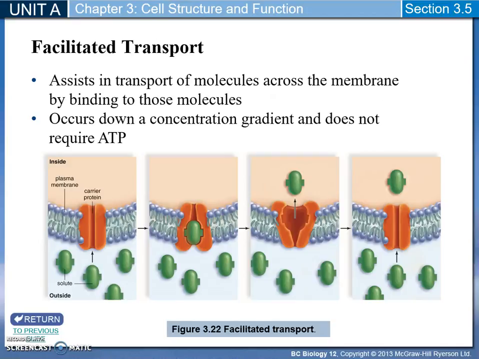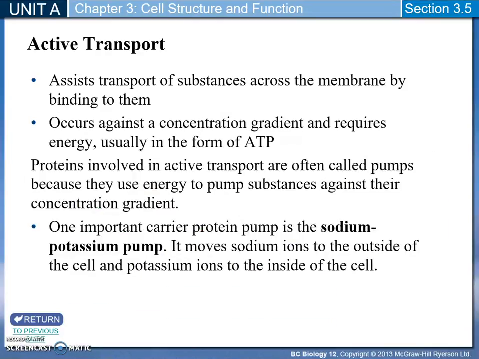So this is facilitated transport, which assists in transport of molecules across the membrane by binding to those molecules. This occurs down a concentration gradient again, and so therefore it does not require ATP. Active transport then, this assists transport of substances across the membrane by binding to them, and this occurs against the concentration gradient, and so therefore requires energy. And again, this would be from ATP.